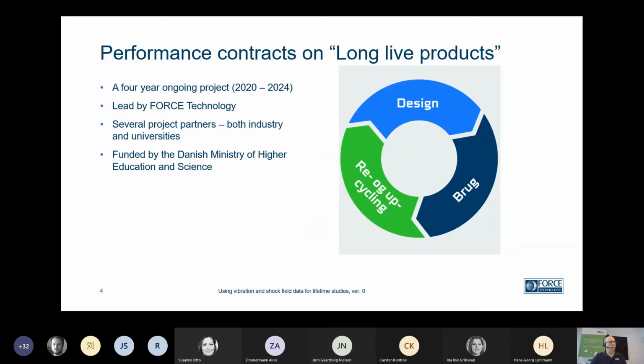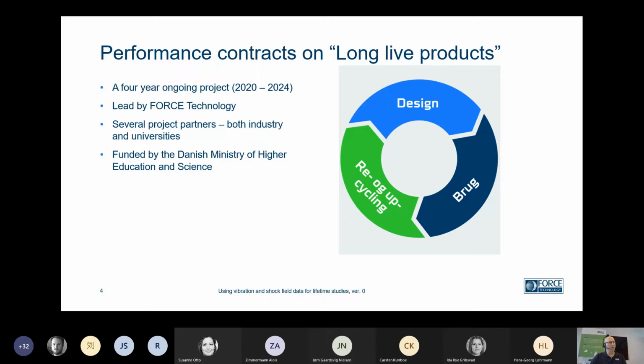What we're presenting here today is a part of what we in Denmark call a performance contract, and we call it long-lived products. It's an ongoing project, so we are not final yet. It's led by my colleague Susanne Otto here from Force Technology. We have several project partners, both from industry and from university, and we're very pleased about that. And it's funded by the Ministry of Higher Education and Science in Denmark.